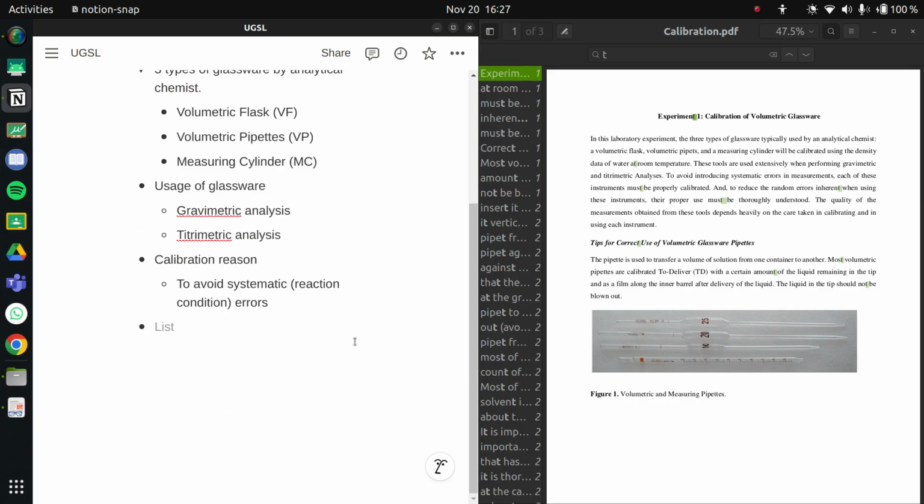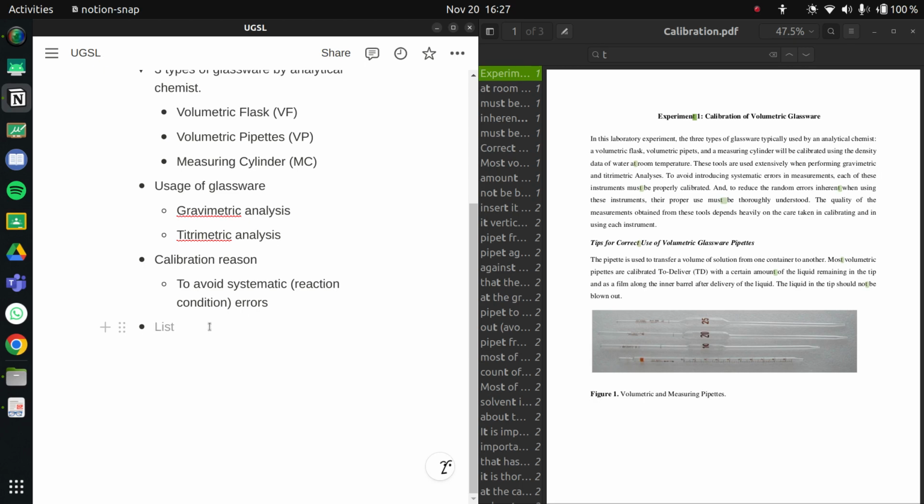Right, sorry, I was just interrupted by something else. Anyway, so the calibration reason, we got that. Then the quality of the measurements obtained from these tools depends heavily on the care taken in calibrating and in using each instrument. So let's get to it. Tips for the correct use of the volumetric glassware. So how to use the volumetric pipettes?